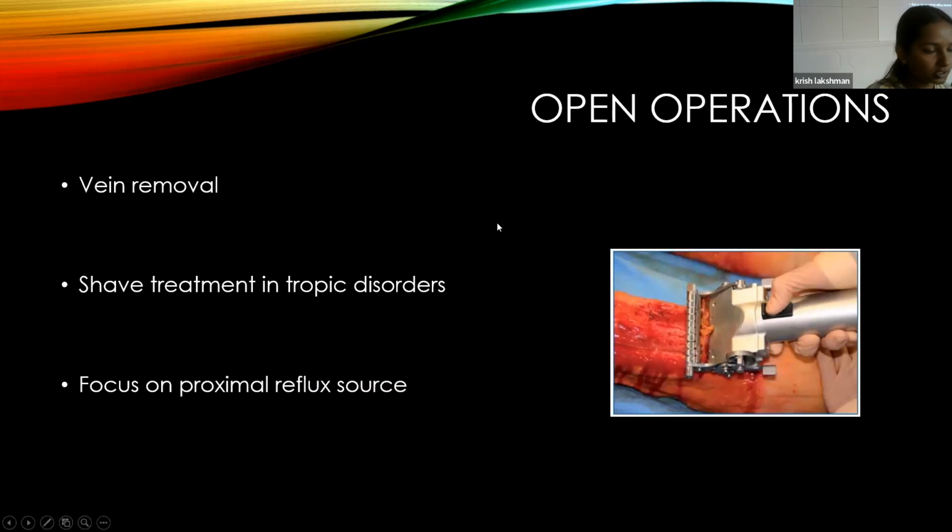In open operations, we concentrate on the removal, and if there are trophic disorders or ulcers, we go for shave treatment as shown in the picture. The removal of the vein is mainly focused on the primary reflux source.